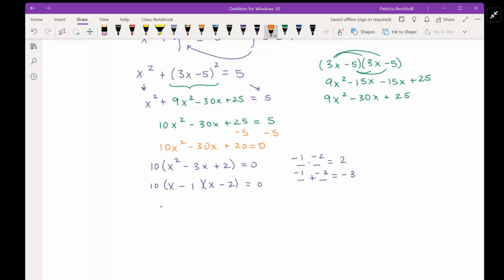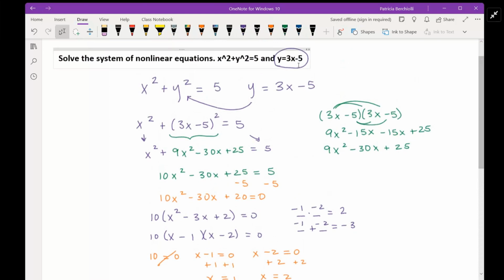Now setting each factor equal to 0, 10 equals 0 doesn't make sense. x minus 1 equals 0 and x minus 2 equals 0, we could solve both of those. So we could add 1 to both sides and get positive 1. And we could also add 2 to both sides of this equation and get positive 2. Now we have to go ahead and find the corresponding y value for those two x values.